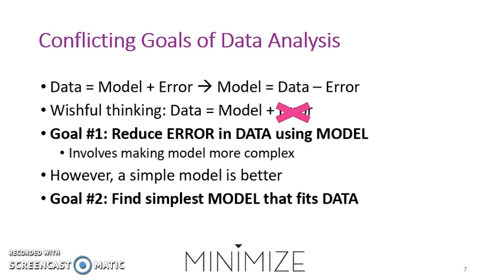However, we could make an extremely complex model that would predict our data perfectly, but it wouldn't generalize to any other situation and therefore wouldn't make a good model for theory advancement. In science, we always try to find the simplest model that fits the data well, but not perfectly. Therefore, a second conflicting goal of data analysis is to find the simplest model that fits the data.